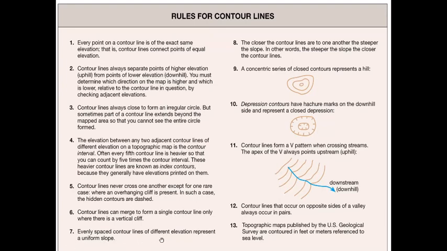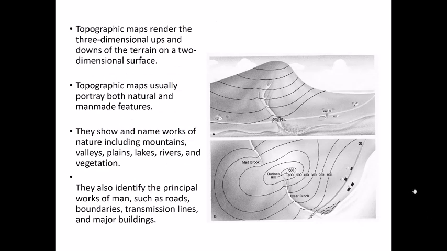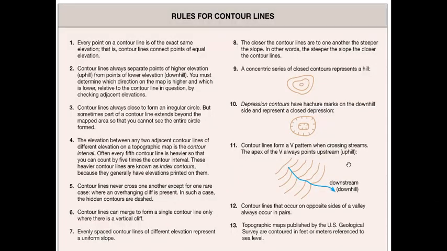Evenly spaced contour lines of different elevations represent a uniform slope. If you have contour lines that have equal distance between them, since the contour lines are showing you points of different elevation, and if they are evenly spaced and the contour interval is the same, that means that the land has a uniform slope. Otherwise, when the distance between them changes, that means the slope keeps on changing as you move along whatever land feature it is. The closer the contour lines are to one another, the steeper the slope. We discussed that. In other words, the steeper the slope, the closer the contour lines.